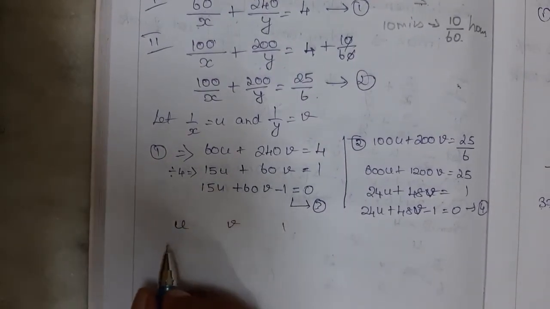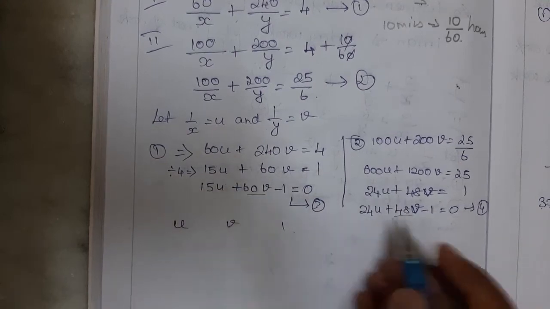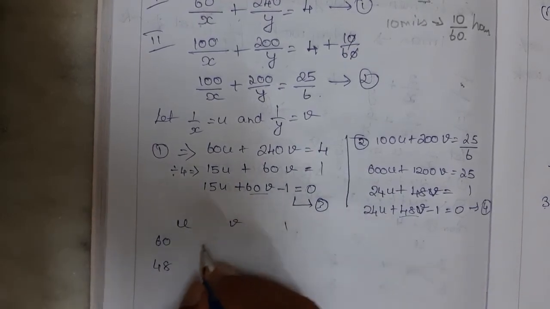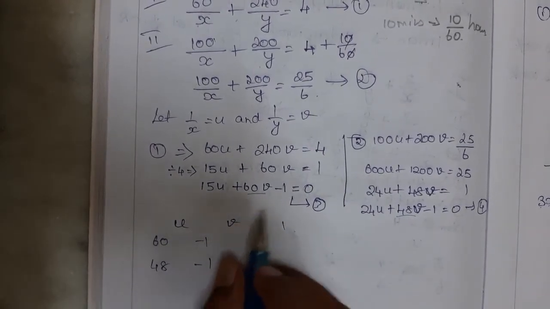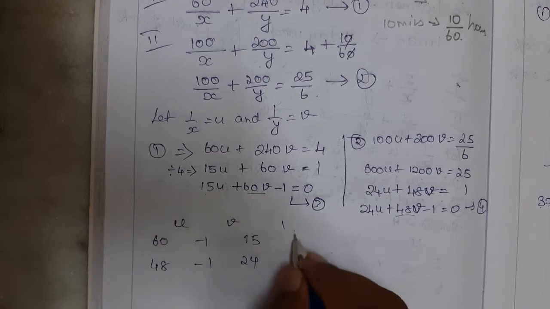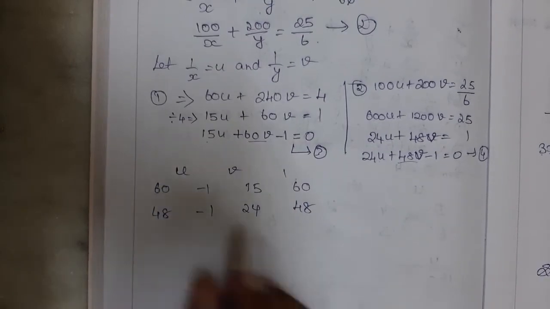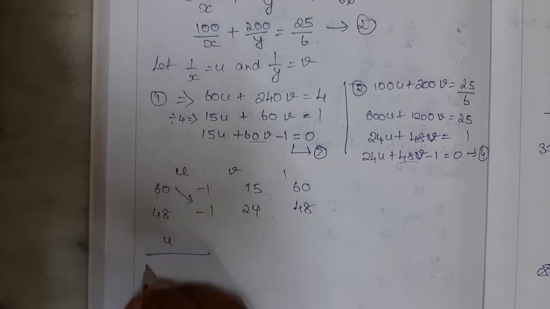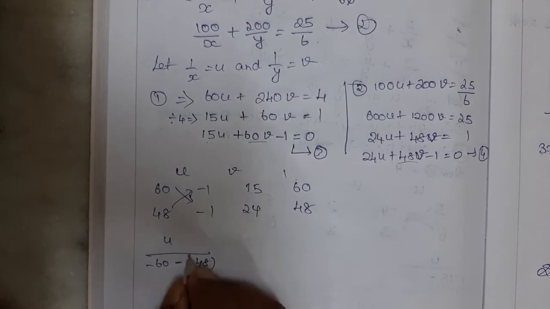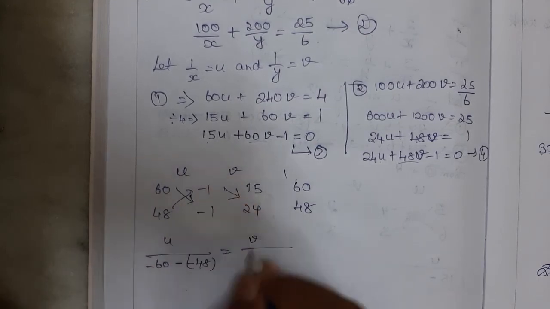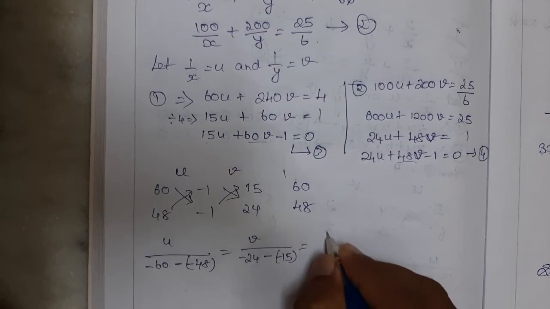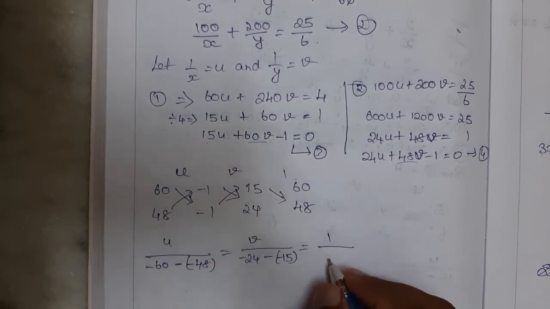u, v and 1. So the coefficients of v are 60 and 48, and the constants are minus 1 and minus 1. Again the coefficients are 15 and 24, and again we end with the same 60 and 48. Clear? So u divided by 60 into minus 1 is minus 60, minus of 48 into minus 1 is minus 48, is equal to v divided by minus 1 into 24 is minus 24, minus 1 into 15 is minus 15, is equal to 1 divided by 15 into 48.